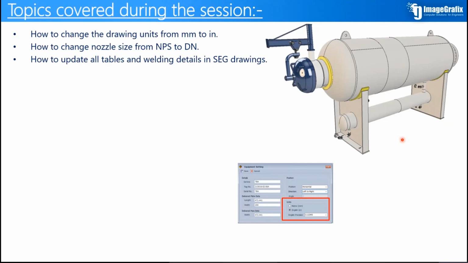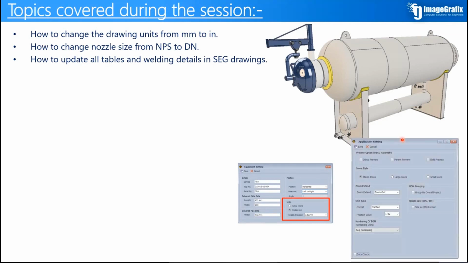You have the ability to group. If you have different equipment in your project, you can make a group for the overall bill of material, or separate each equipment into a separate bill of material. You have the ability to make the size of nozzles in NBS or DIN and change the sort numbering configuration to generate the general arrangement drawing of the equipment. Okay.